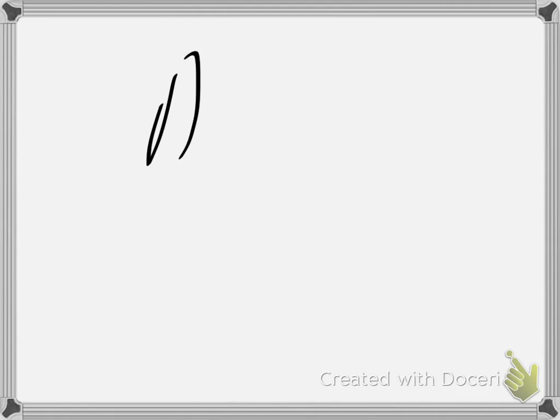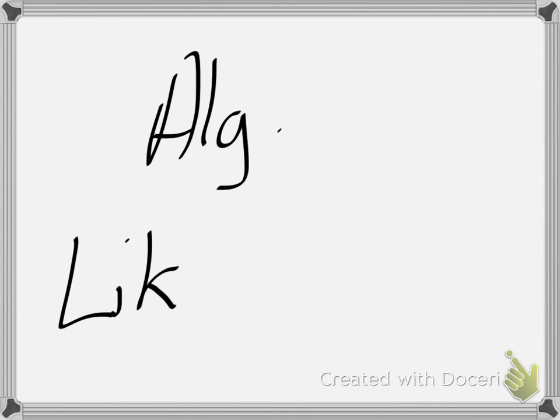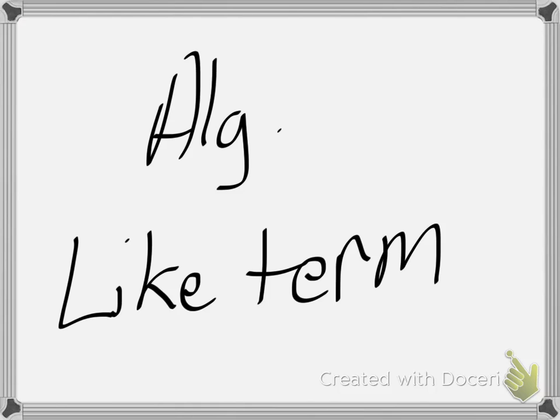Alright, algebra. What we're going to be doing today is like terms. This is basically simplifying expressions, and when you simplify an expression, you put it in the simplest form. You already pretty much know how to do that, so we're not going to go over the whole lesson. I might do some examples, but the main thing I want to concentrate on is like terms.